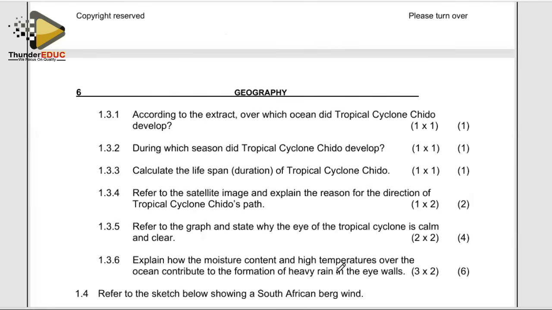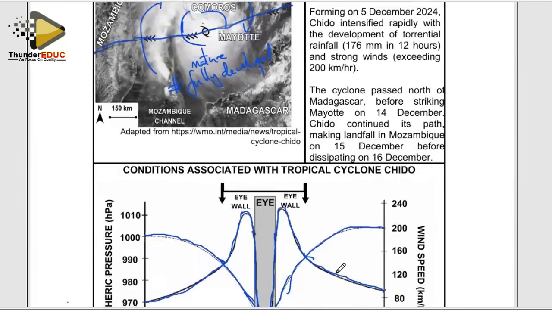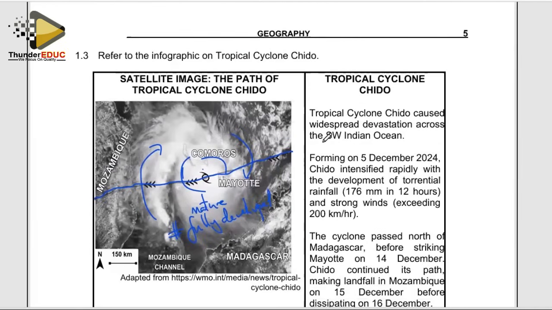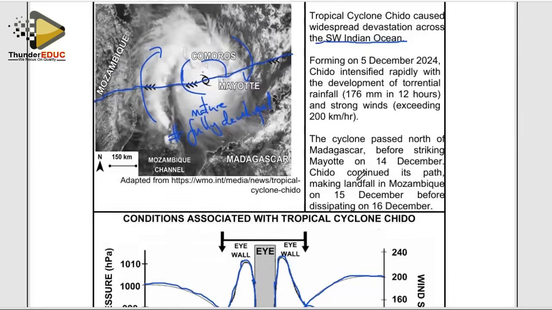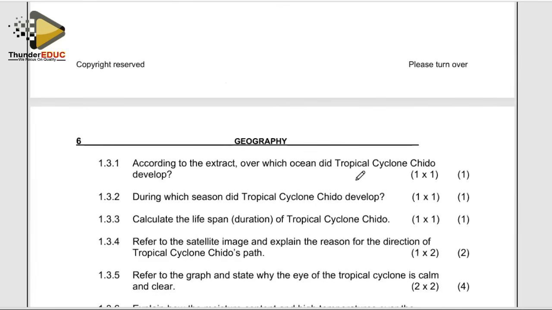Let's go to the questions. According to the extract, over which ocean did tropical cyclone Chido develop? We are told here that it was over the Southwest Indian Ocean. So our answer is just extractive, just taking it from the extract.